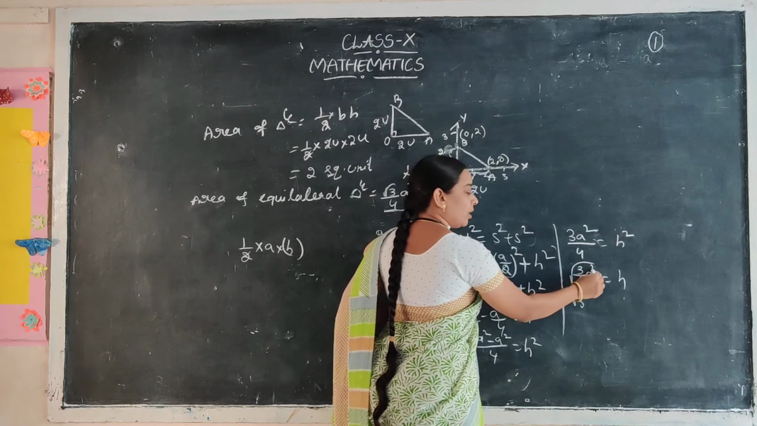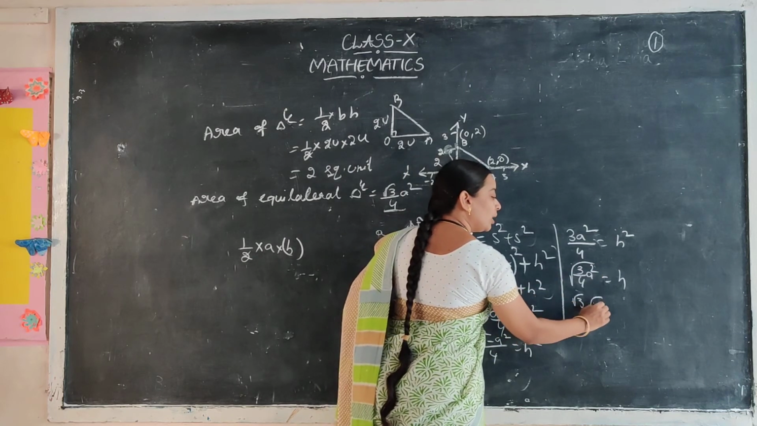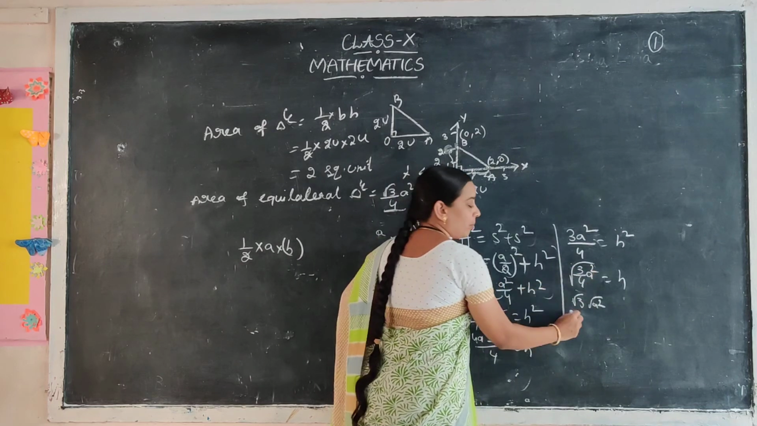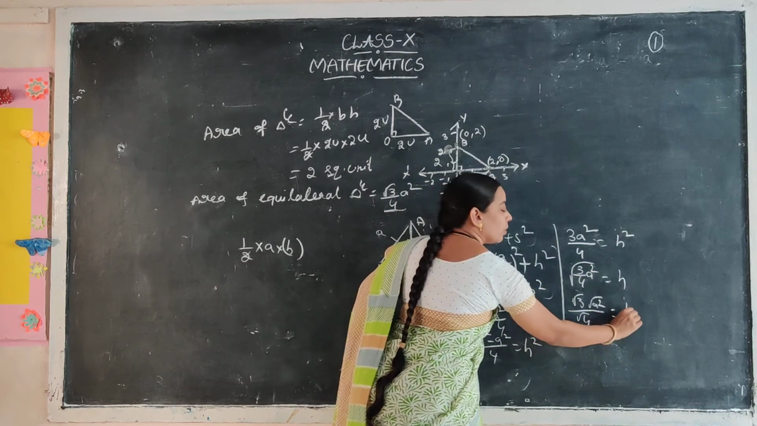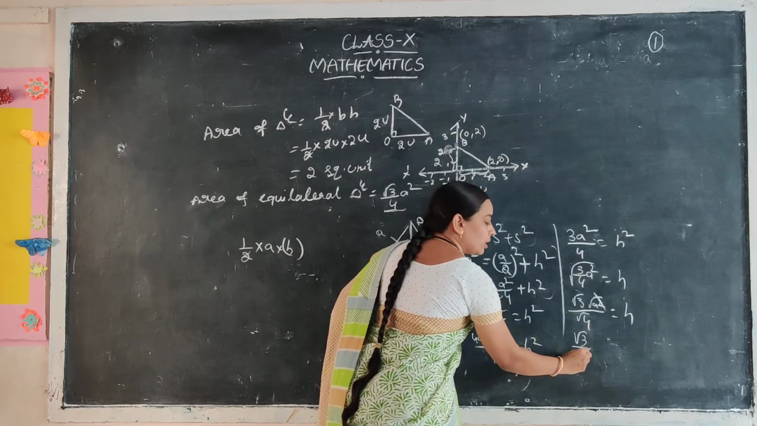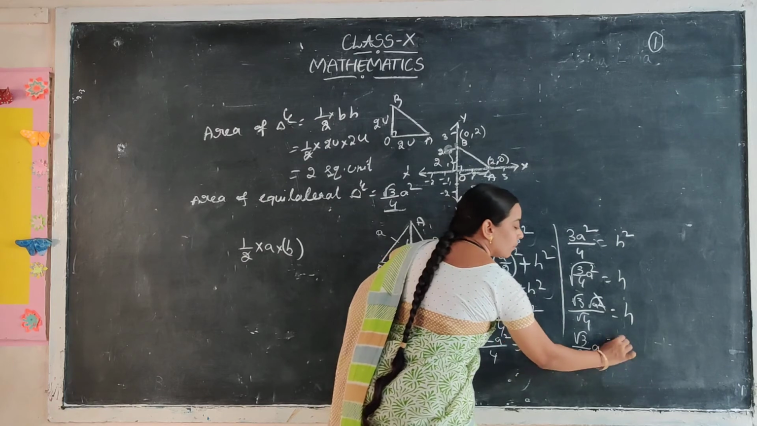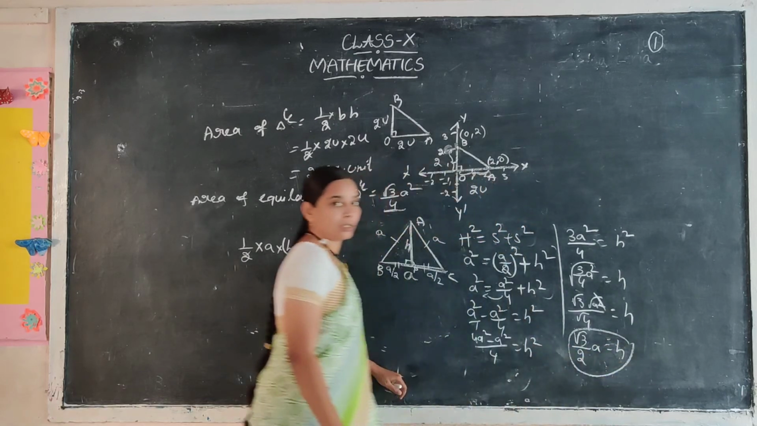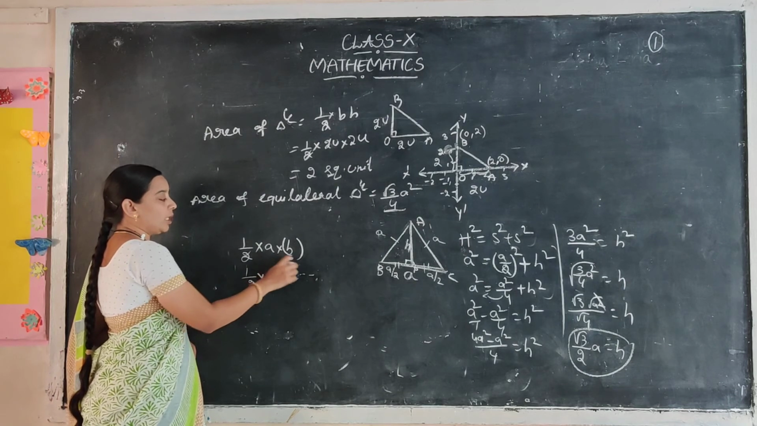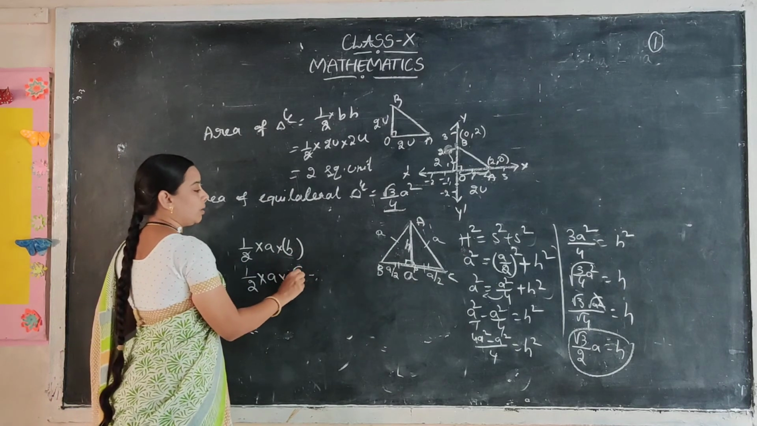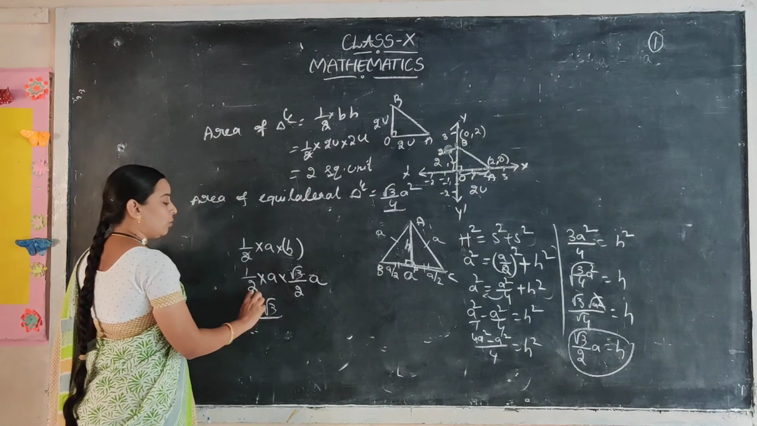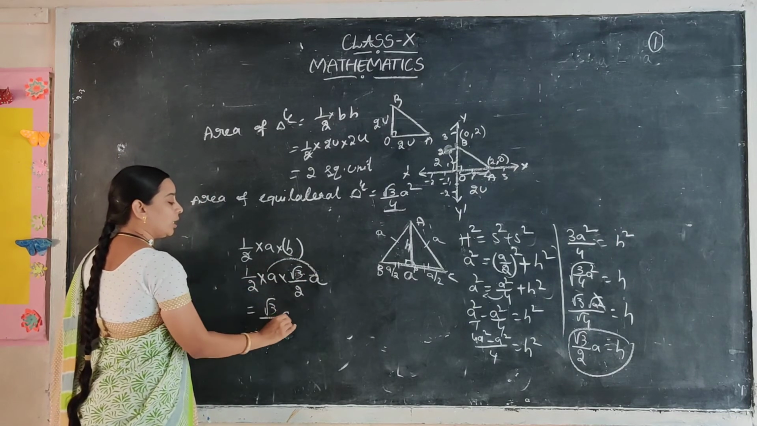A square means root 3 into root A square, root A into root B by root 4. Now here these two are cancelled. Root 3 is remaining, root 4 square root is 2, and here A. Now this is the value of H. Now substitute here 1 by 2 into A into H. How much did you get? Root 3 by 2 A. Now root 3 into 1, root 3, 2 into 2, 4, A into A square.